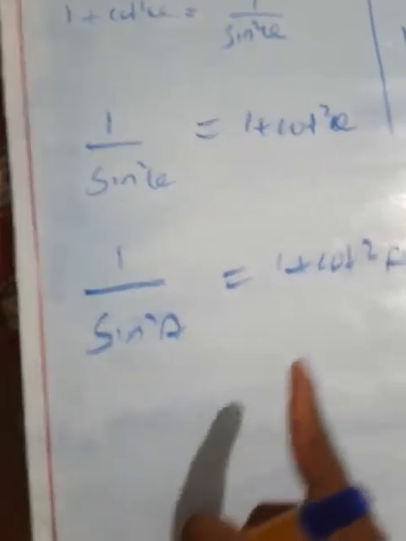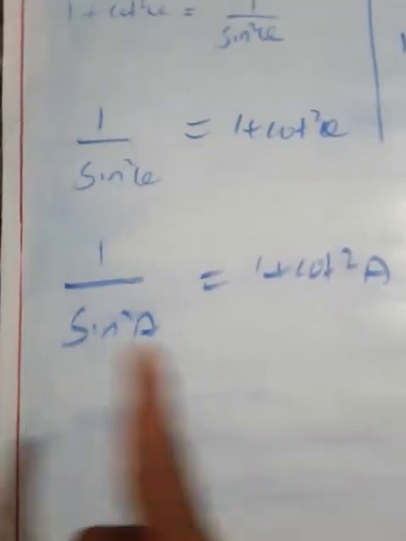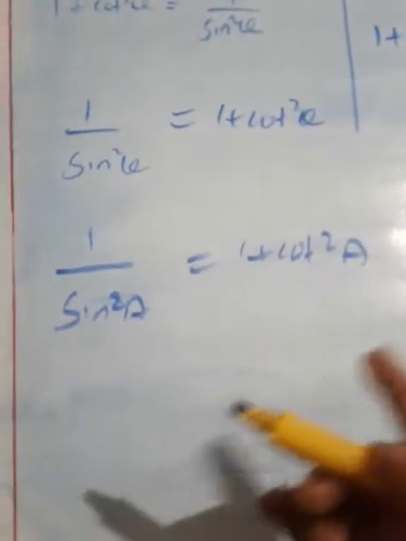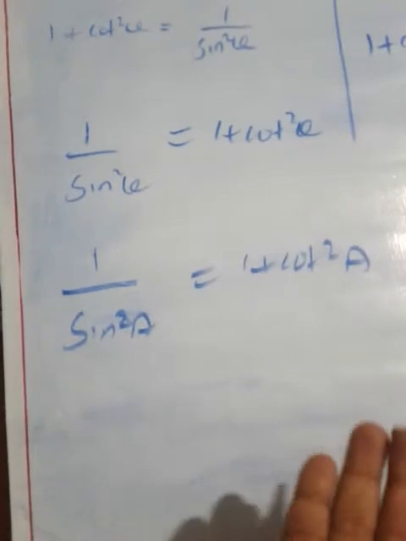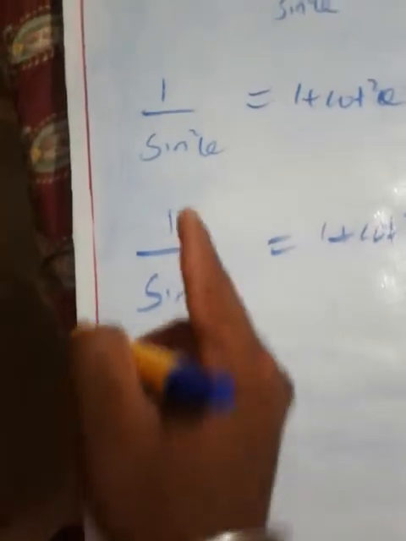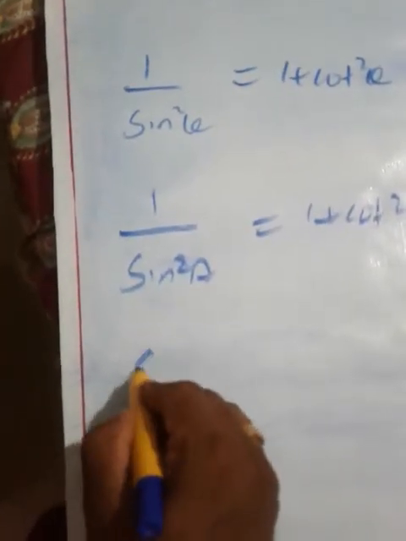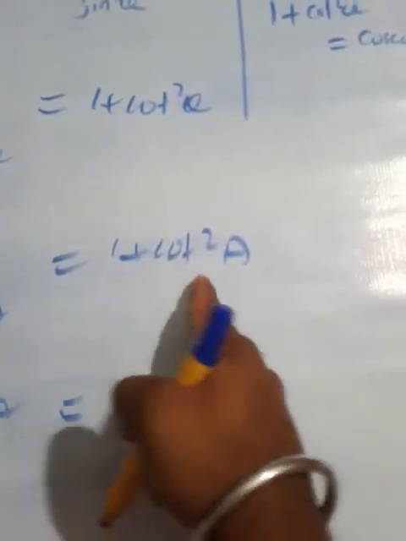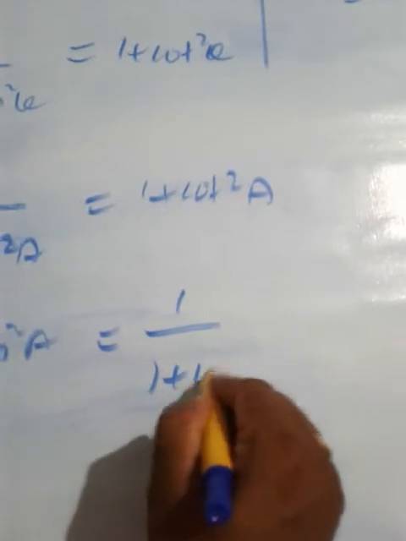See, 1 by sine square A is equal to 1 plus cot square A. So we need sine A, no? So just take the inverse both sides. When you take the reciprocal both sides, what will happen? The reciprocal of 1 by sine square A is sine square A, no? And what is the reciprocal of 1 plus cot square A? 1 by 1 plus cot square A, no?